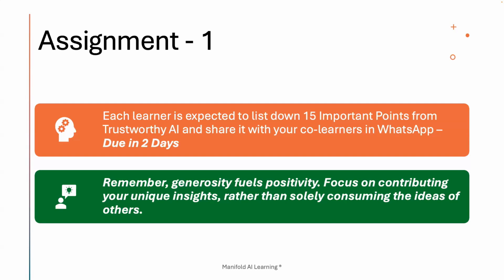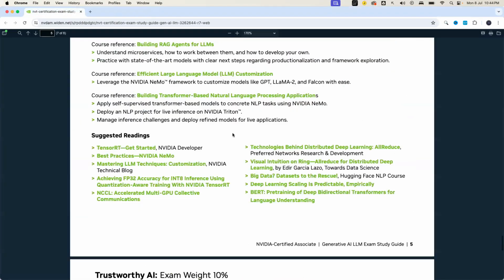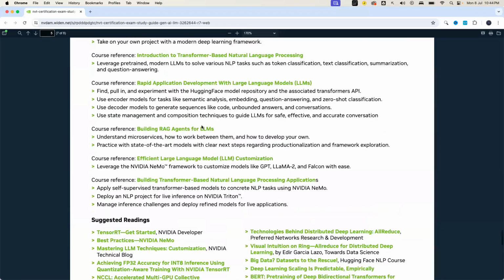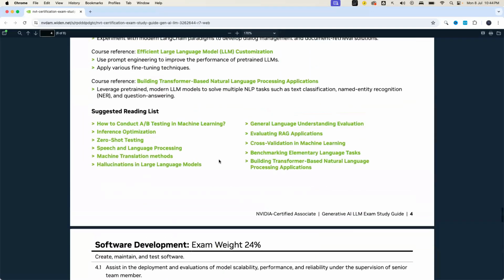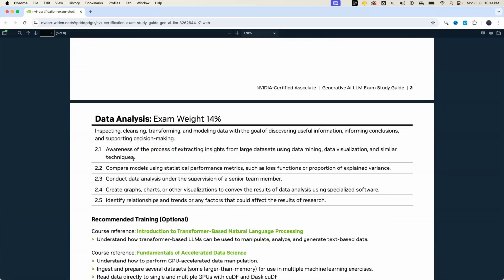So what's the next learning journey that we have? Let's take a look at our study guide. We have captured this 10%. Now let's pick up the next topic, which is called data analysis. Under this data analysis topic, it is more to do with building the intuition and understanding the same.